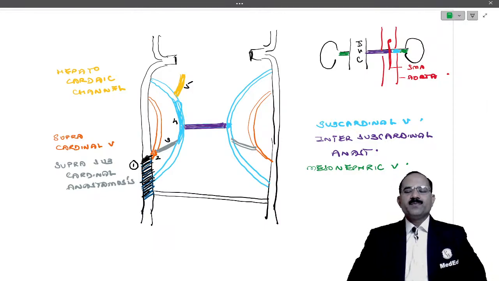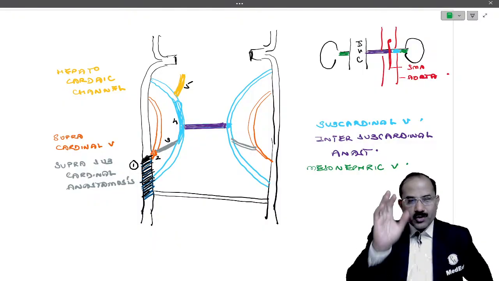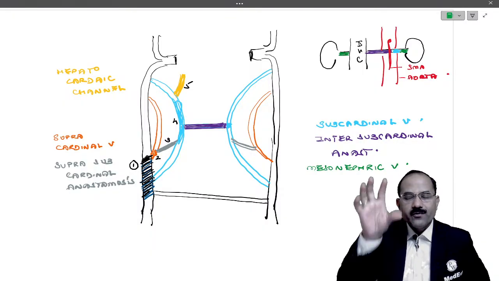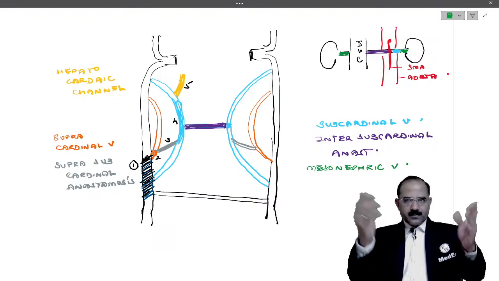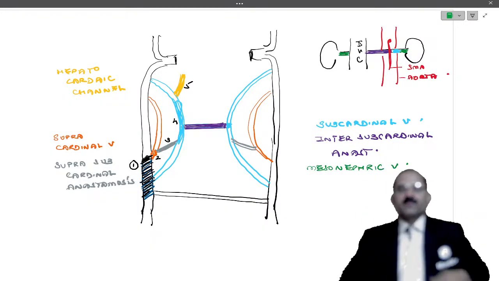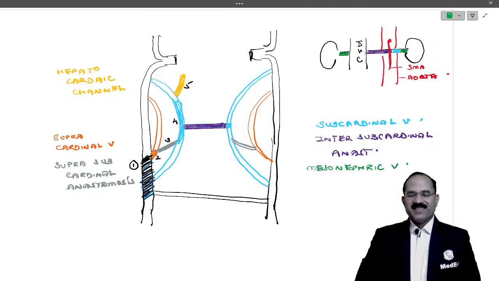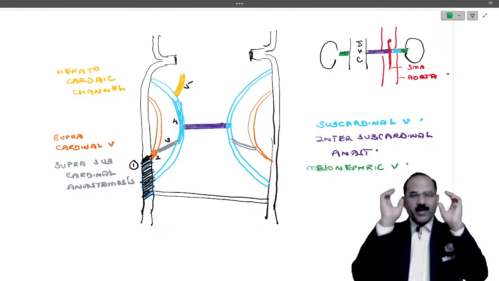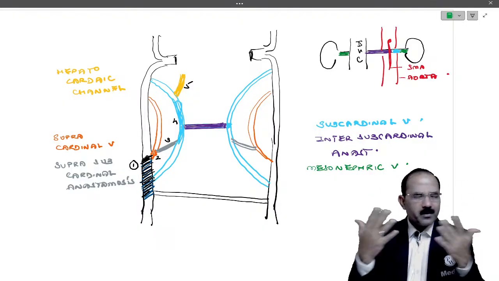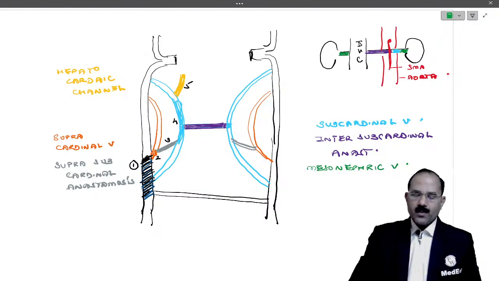Clear, bachcho? A very, very important MCQ, very important short note for you, development of IVC. I hope you are able to follow this. So development of the veins of the upper limb, development of SVC, development of IVC, we have seen this. Ek baar dekh lo. Just go through once again later.